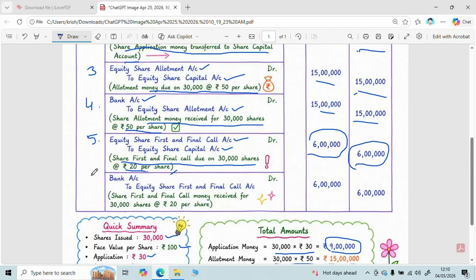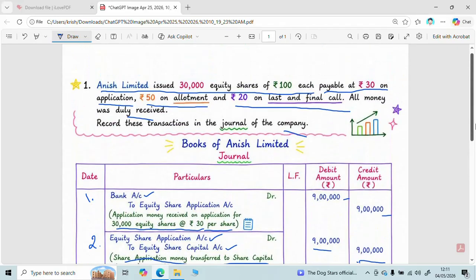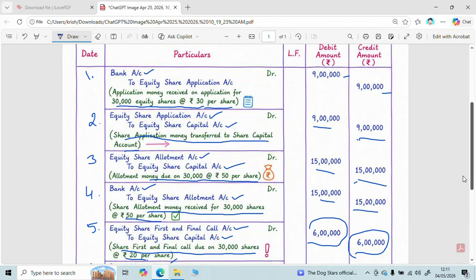The next and last entry is for the receipt of first and final call money. Bank account debtor to equity share first and final call account. The narration is share first and final call money received for 30,000 shares at the rate of 20 rupees per share. The amount is the same, 6 lakh rupees: you debit 6 lakh rupees and credit 6 lakh rupees. This way, you have to prepare journal entries in the books of Anish Limited.